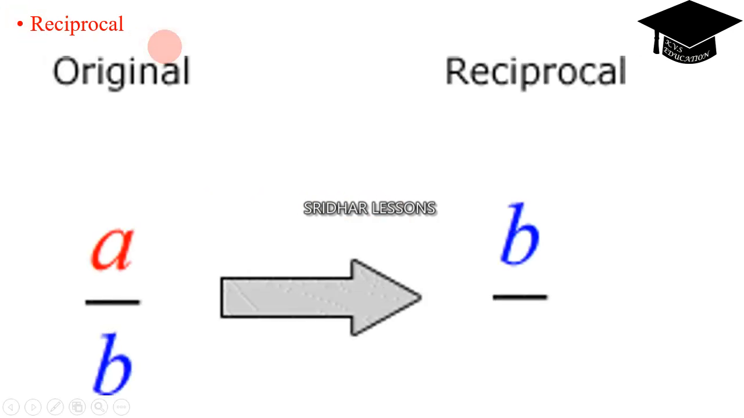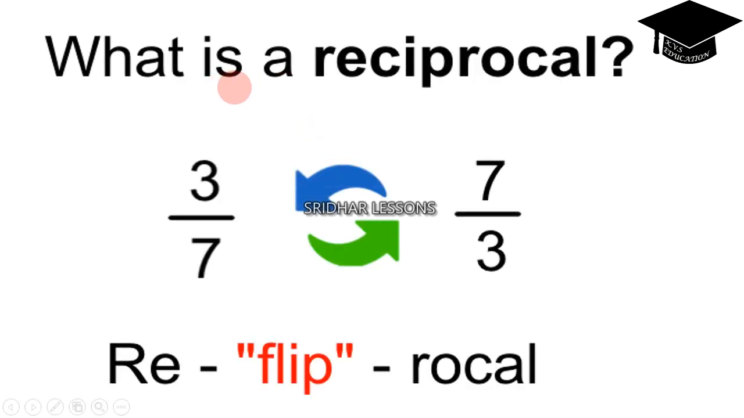Reciprocal. What is the reciprocal? Reverse of a number is called the reciprocal. The original will be a by b and the reciprocal will be b by a. Observe carefully. Original is a by b and reciprocal is b by a. Once again, what is the reciprocal? We will flip it. 3 by 7 can be flipped around, so it is called 7 by 3. This is called the reciprocal.